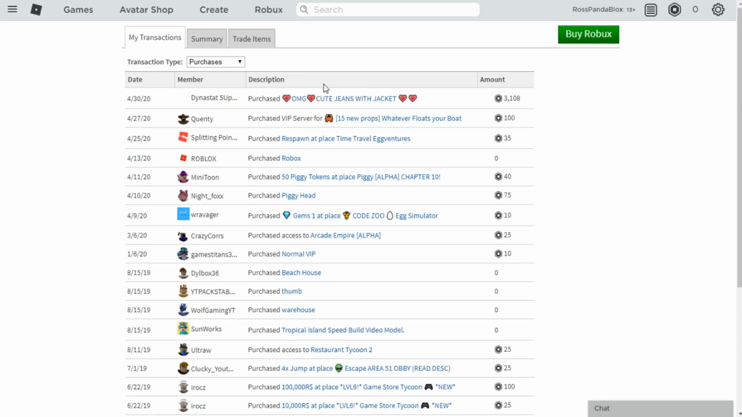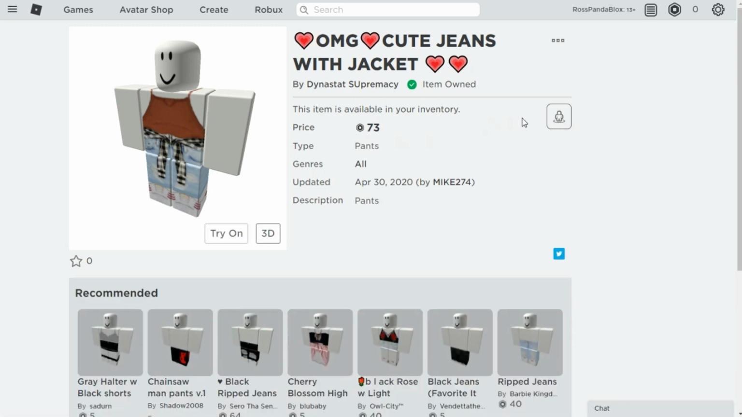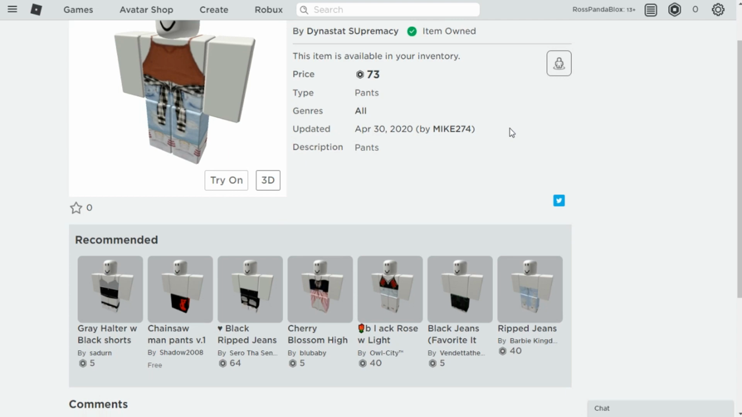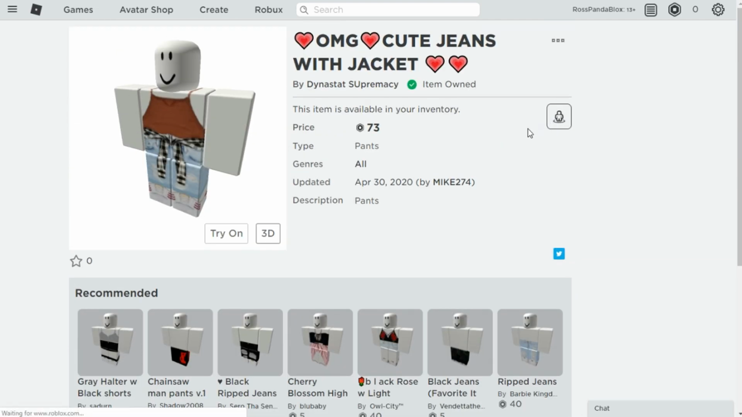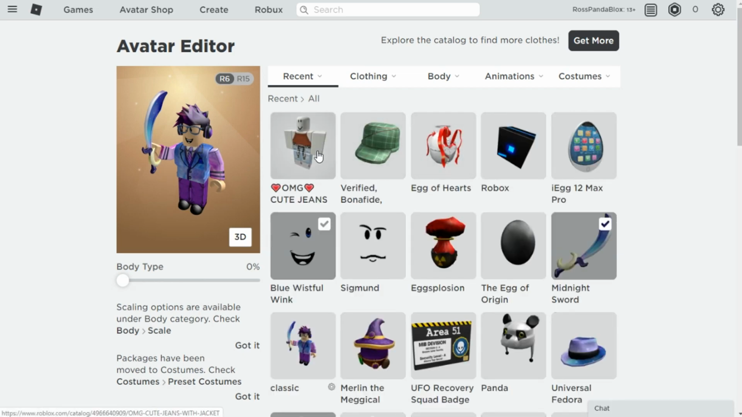I've not really used my Robux that much. I only use my Robux for game passes, or rarely buy certain things on the avatar shop. But someone has used all of my cash to buy some lady jeans and jacket. I did not buy this, and this is over 3,000 Robux, and this is 73 Robux. I just can't believe it. And if you go to my page, yeah, there's some jeans here.